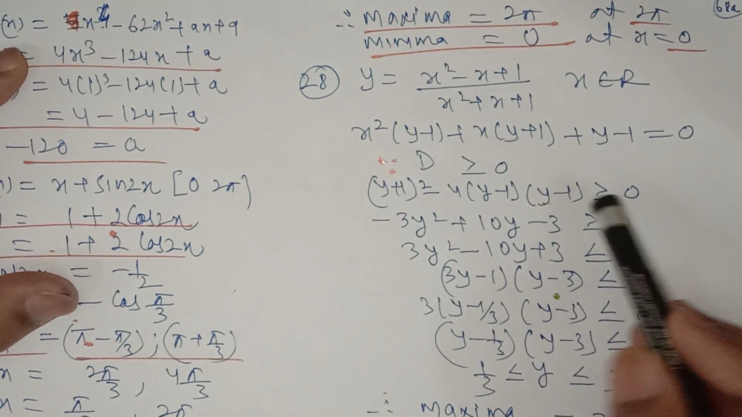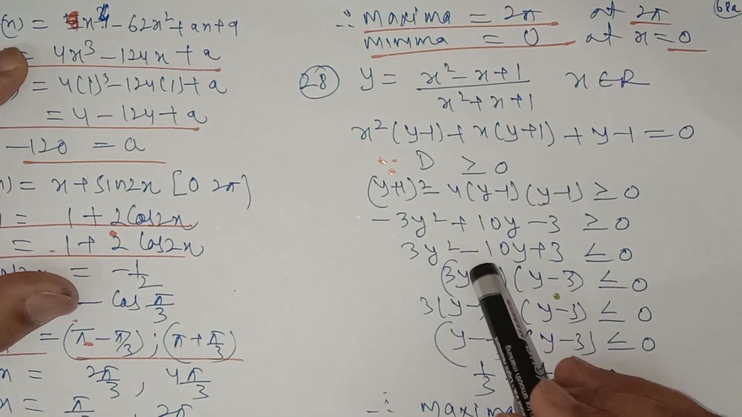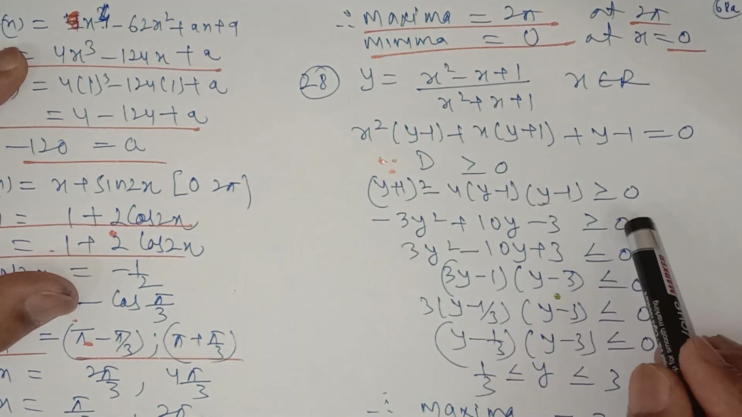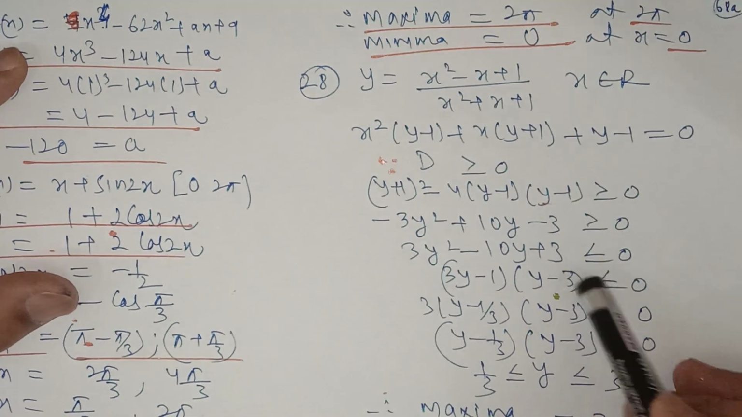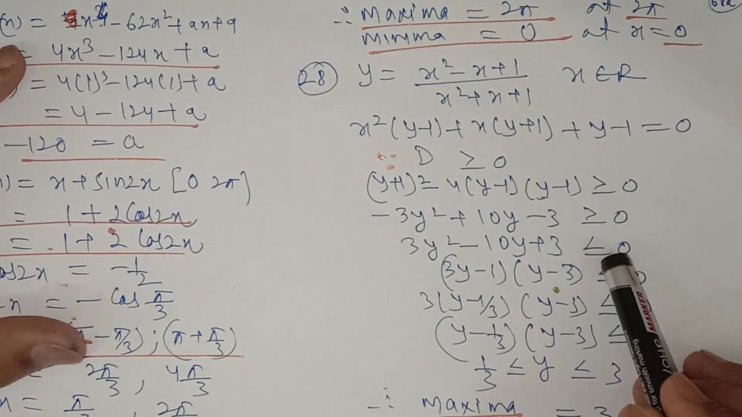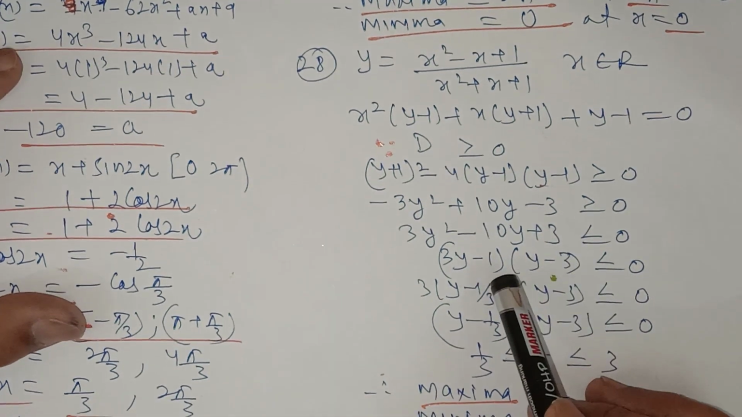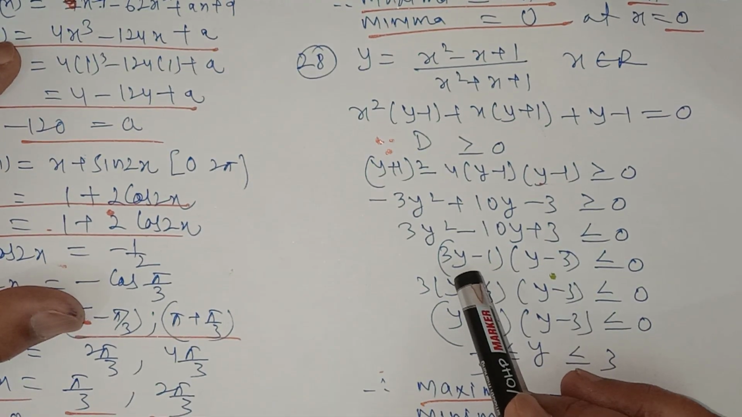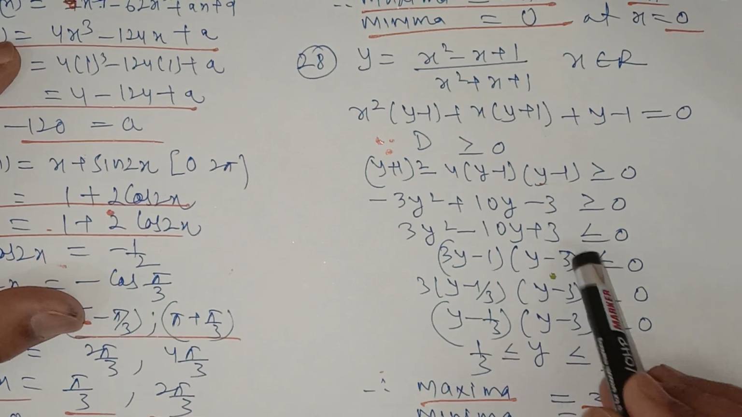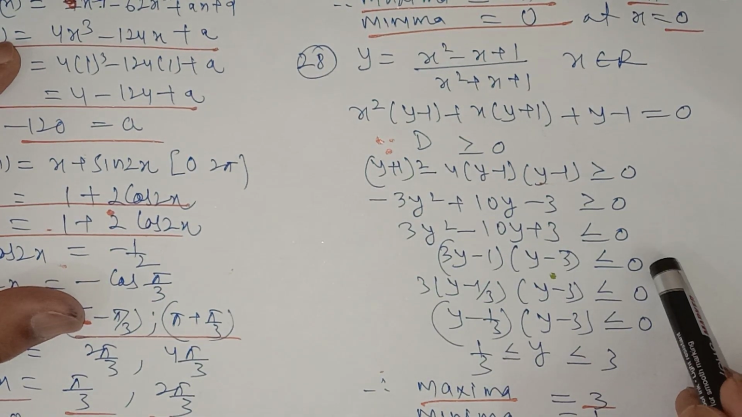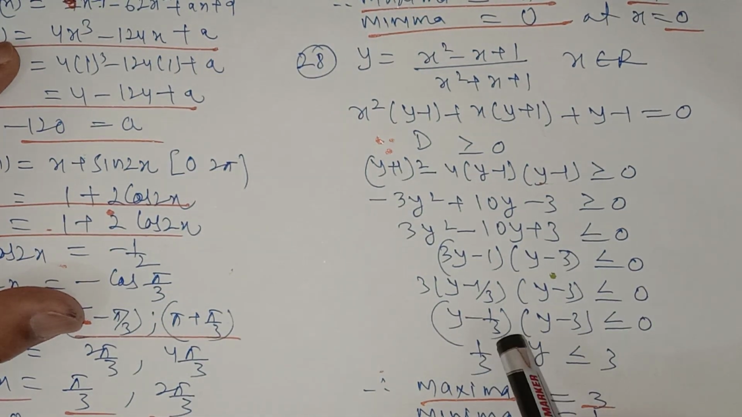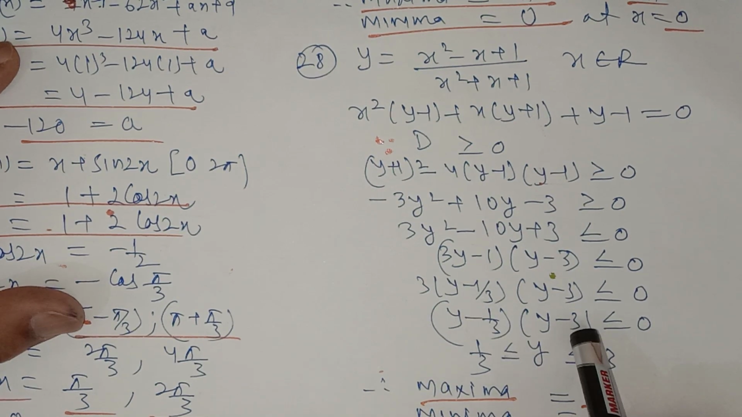Now greater than or equal to 0. Open this bracket. You multiply the whole equation by a minus sign, so the inequality sign will change to less than or equal to. Make the perfect factors of this quadratic polynomial. The quadratic expression is (3y minus 1)(y minus 3). Now this will be less than or equal to 0 if one factor is greater than or equal to 0 and the other is less than or equal to 0.